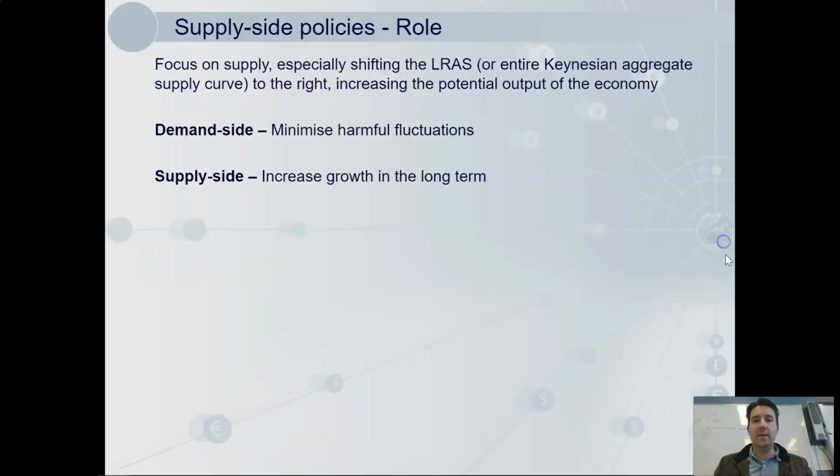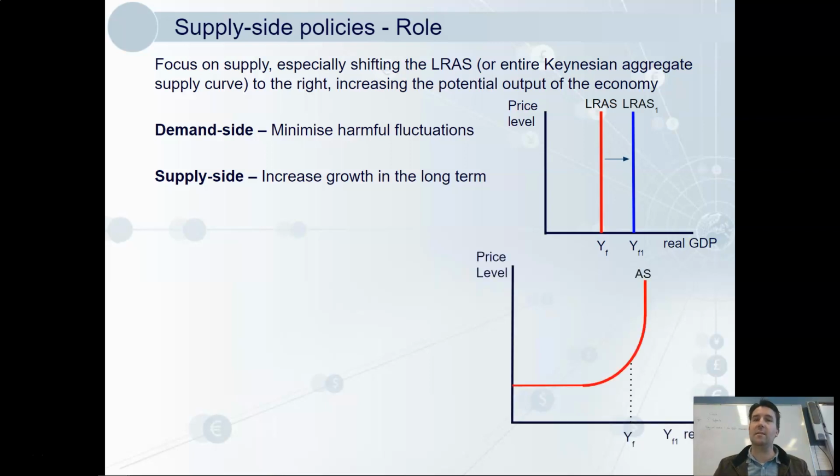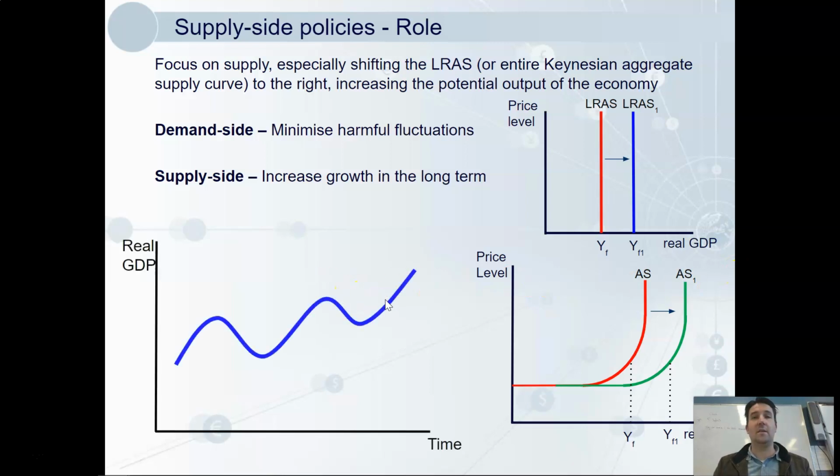Okay, so the main idea of supply side policies is to increase the potential output of the economy. This is shown by shifting LRAS to the right, like that, or the entire Keynesian aggregate supply curve to the right. This differs from demand-side policies that we've seen like fiscal and monetary policies, which are primarily concerned with adjusting aggregate demand to minimize the harmful fluctuations. So we get that smoother look to our business cycle.